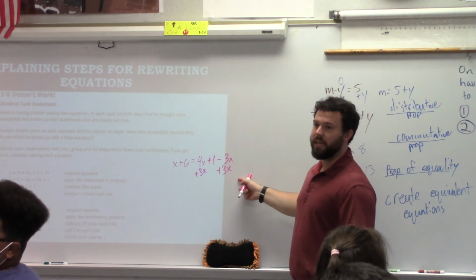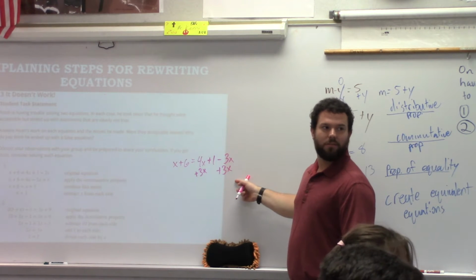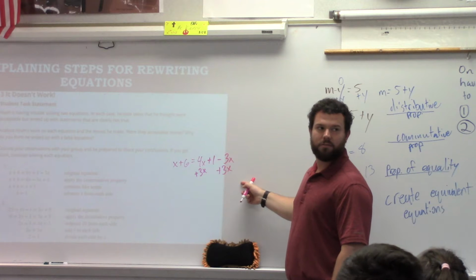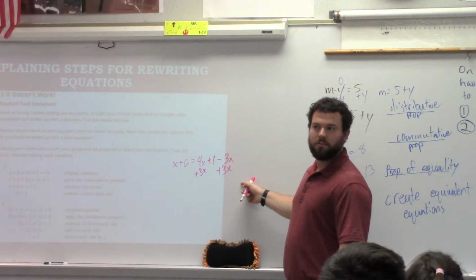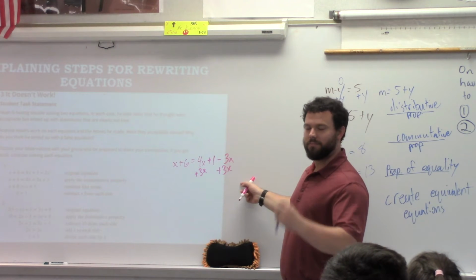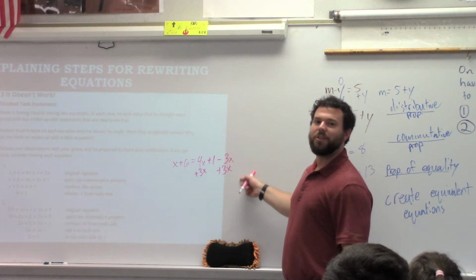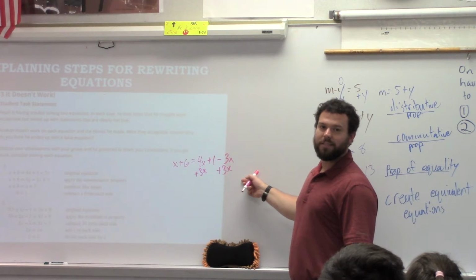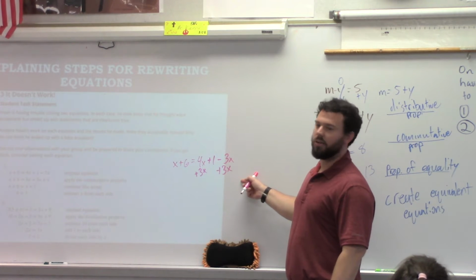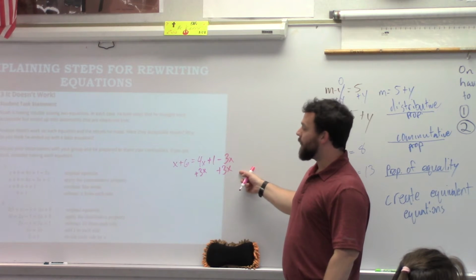Because what's negative 3x plus 3x? What is negative 3x plus 3x? 0. When you add and subtract, you're trying to create a 0. When you multiply and divide, you're trying to create a 1. But that's creating a 0.